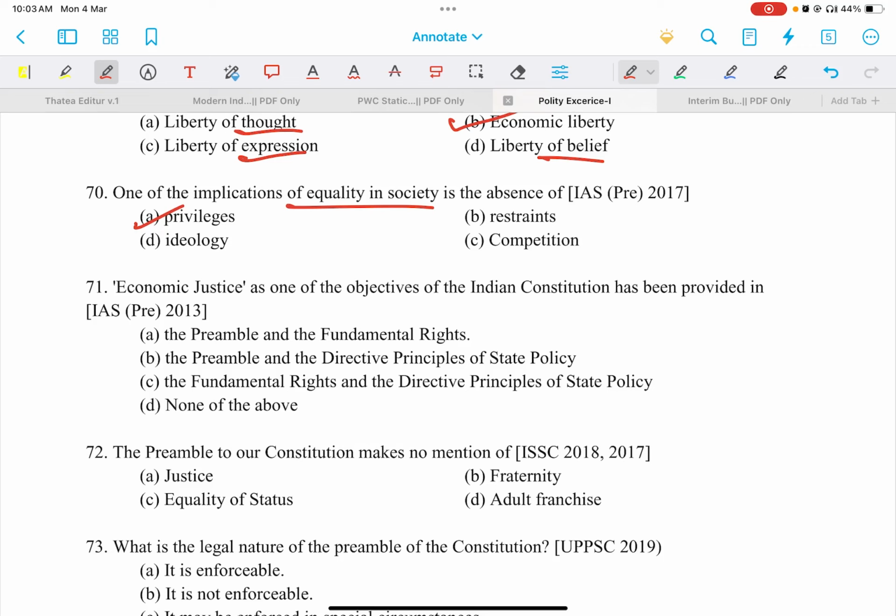Economic justice as one of the objectives of the Indian Constitution has been provided in the preamble and in the DPSP. Question 71, B is the right answer.